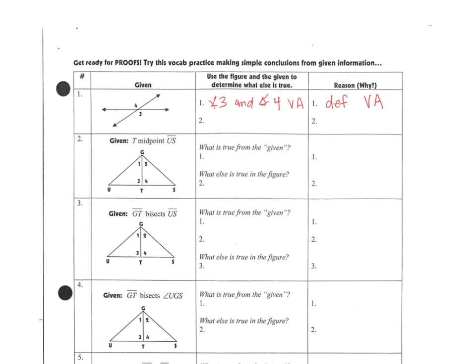The other thing that we can say after we know that they are vertical angles is that angle 3 is congruent to angle 4. And the reason we know that is that vertical angles imply that they are congruent.